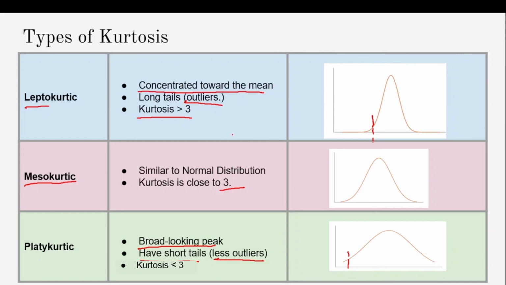So that was all about measures of shape. In this, we saw skewness. We saw the difference between right skewed and left skewed data. Then we studied kurtosis and the types of kurtosis.